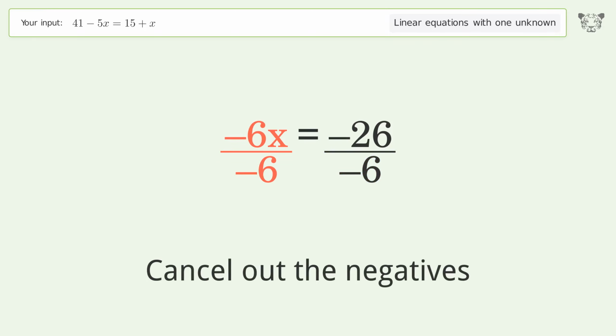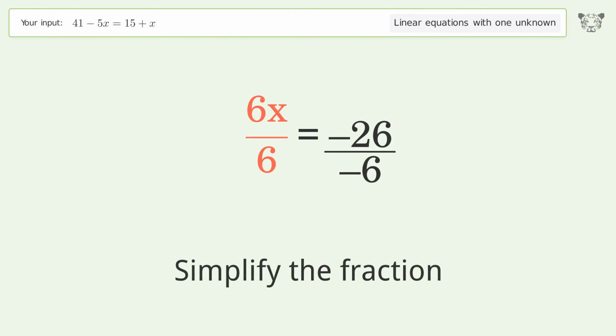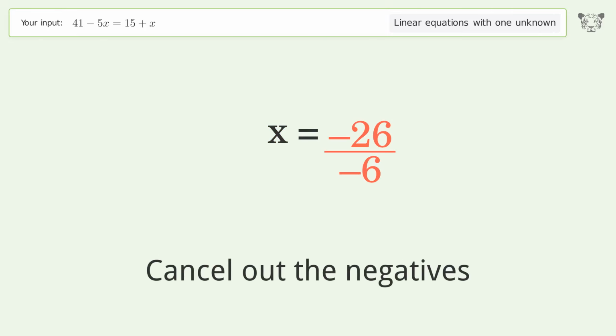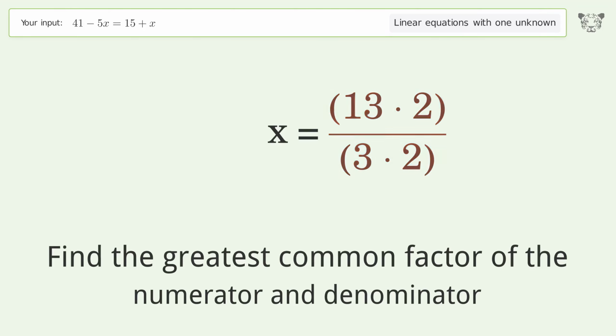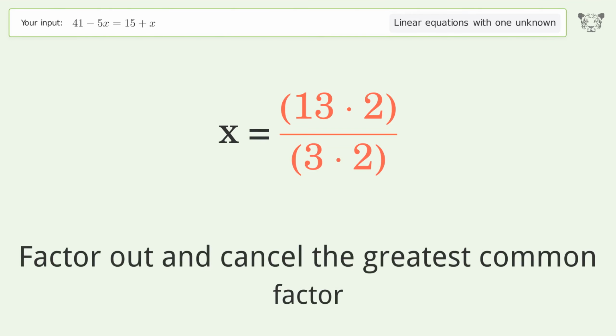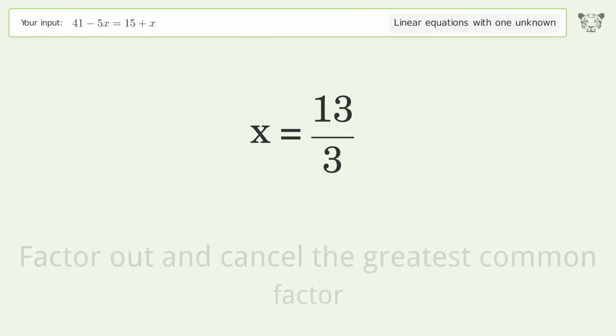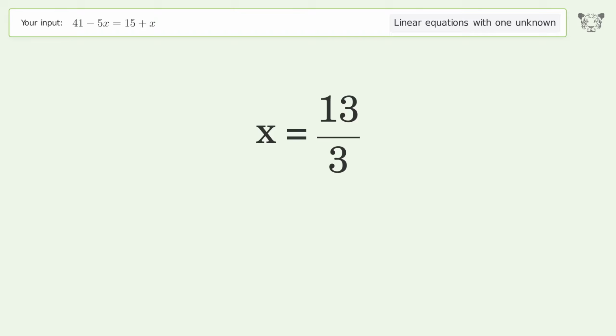Cancel out the negatives. Simplify the fraction. Cancel out the negatives. Find the greatest common factor of the numerator and denominator. Factor out and cancel the greatest common factor. And so the final result is x equals 13 over 3.